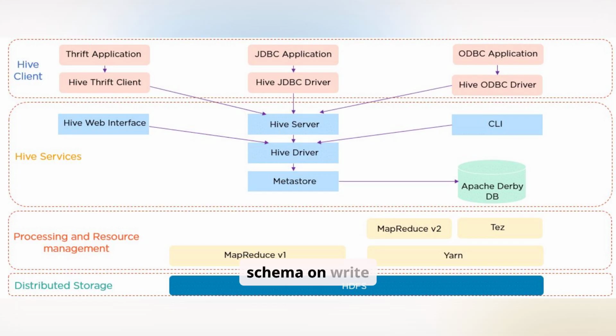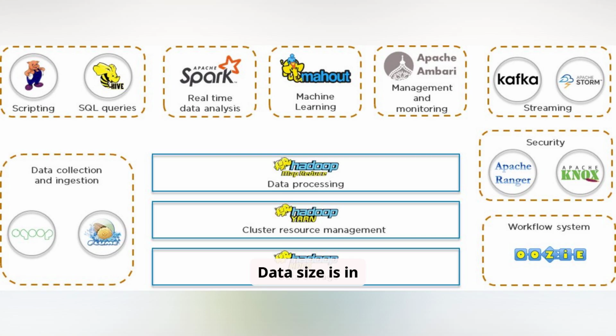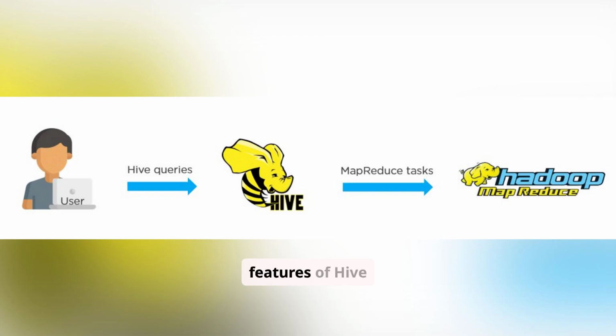RDBMS enforces schema on write. Data size is in terabytes. RDBMS is based on the notion of reading and writing many times. RDBMS is a type of database management system, which is based on the relational model of data, not scalable at low cost. Now, let us get to know the features of Hive.